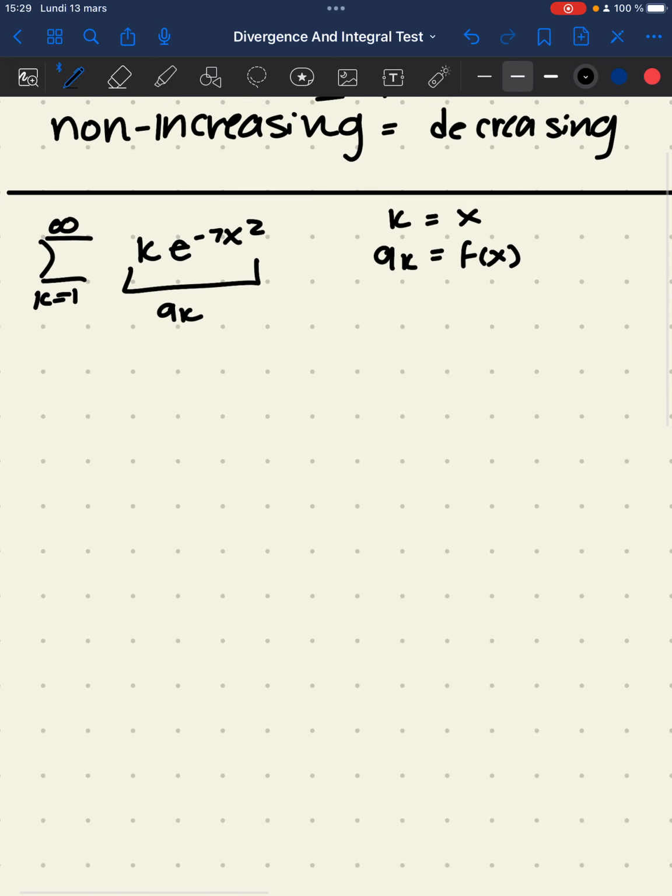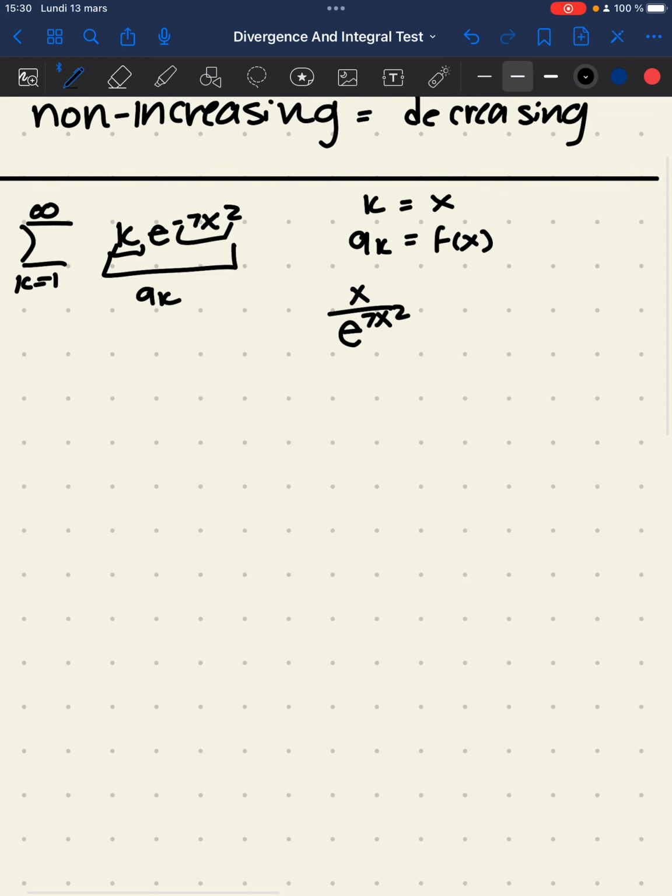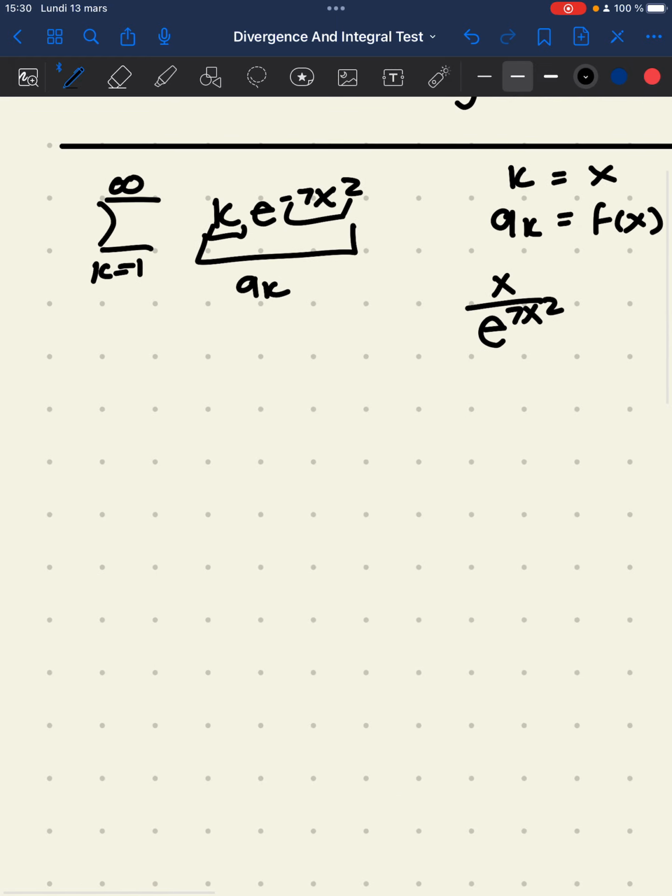So let's see. We would change this k right here into x. And then the negative exponent would make it go into the denominator, so it'd be x over e to the 7x squared. Now, the range here is x greater than or equal to 1, because k starts at 1. And we're saying that k will mimic x, so that's why our interval is x greater than or equal to 1.